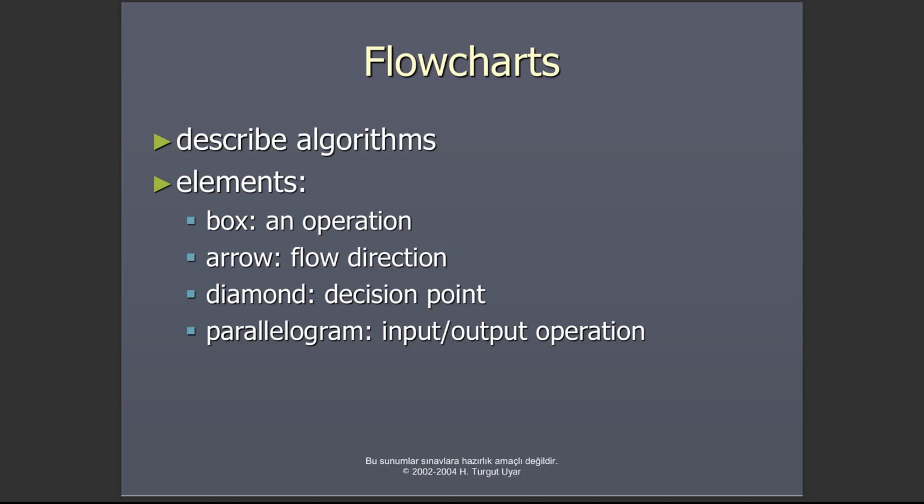Second, we have arrows that show us which direction to follow. Third, we use diamond shapes for decision points, where we need to choose between different paths. Finally, we use parallelograms to show when we need an input or output operation.